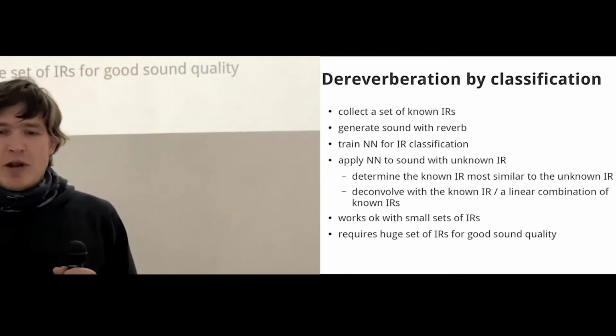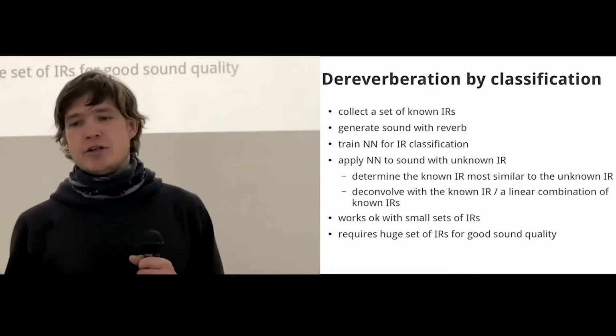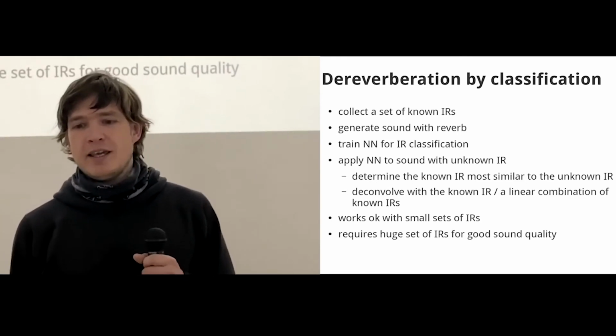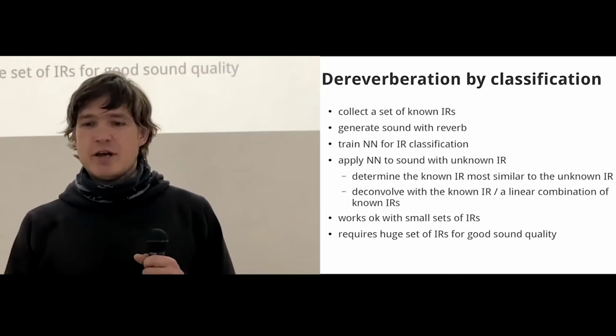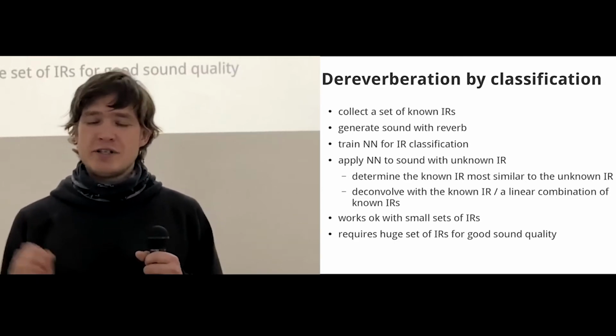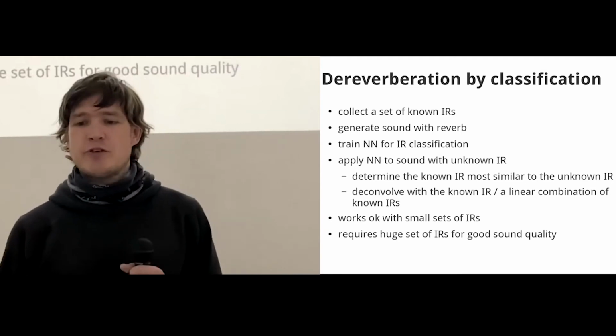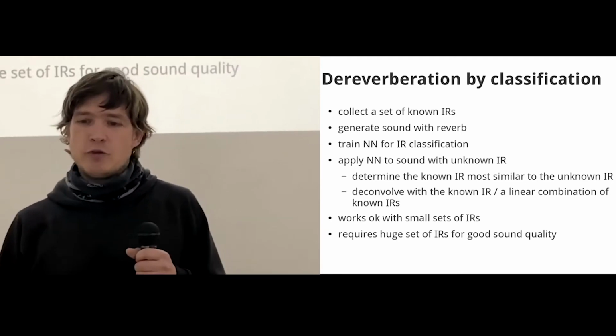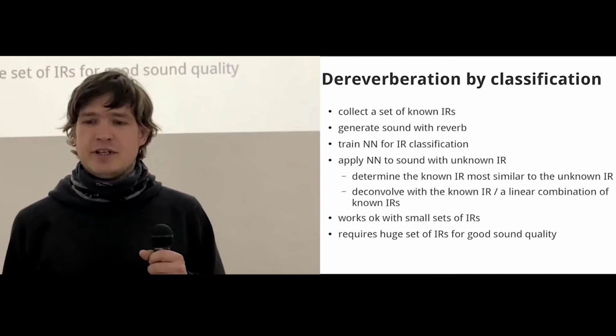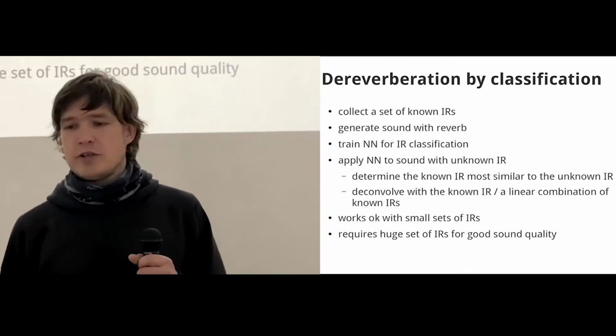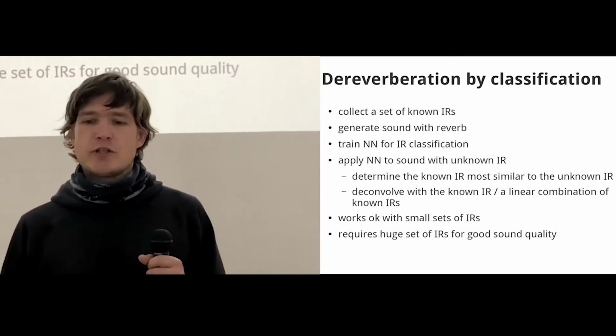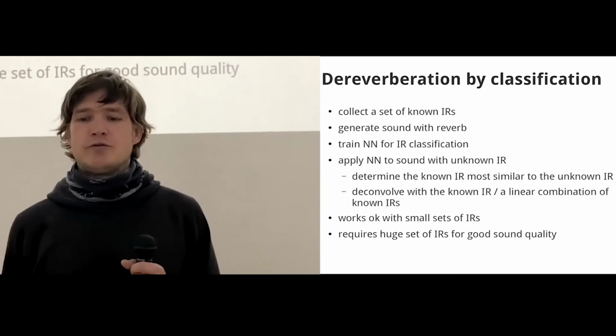And then you apply this neural network to sound with an unknown impulse response. And to classify that means something like you determine the known impulse response function which is most similar to the unknown impulse response function. And then actually you do a deconvolution with a known response function, or you take a linear combination of known response functions and you deconvolve your sound with reverb.